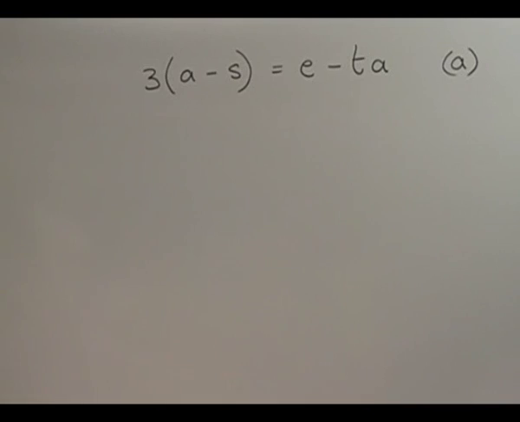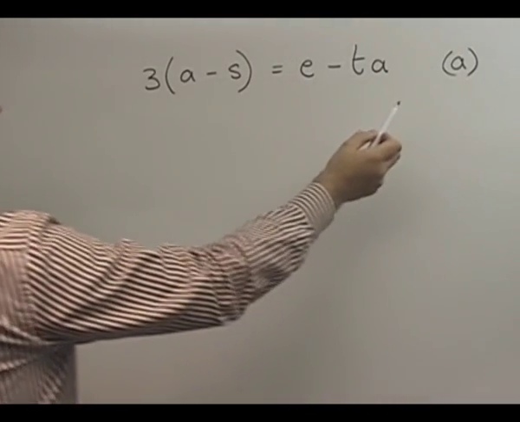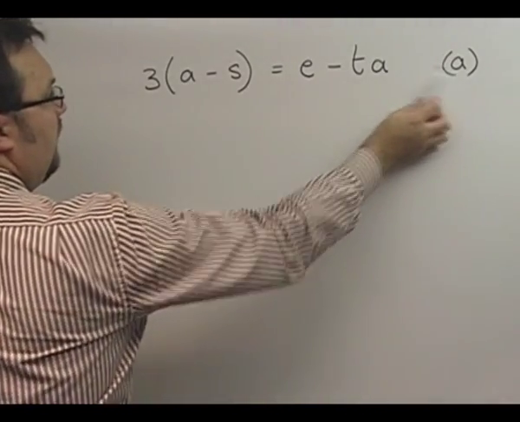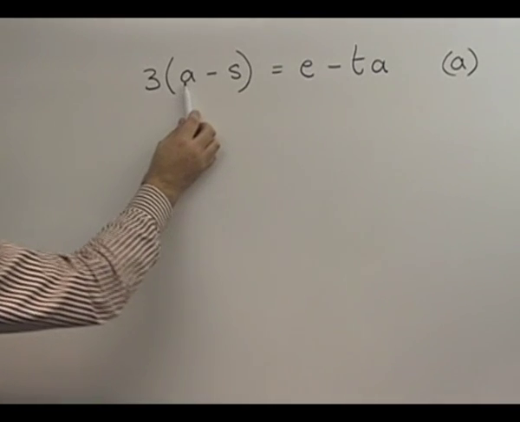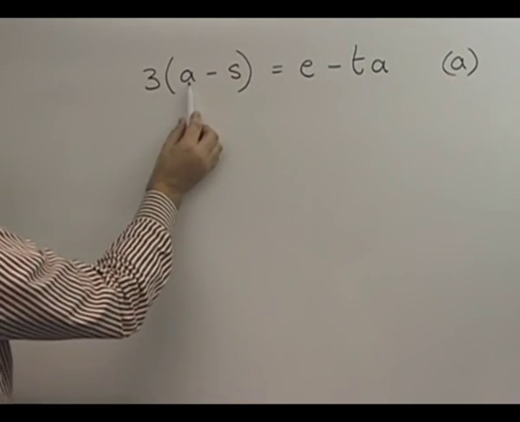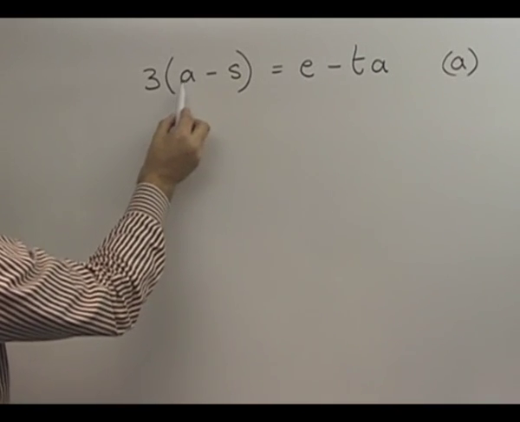Now we come on to the ones that tend to stump people. This is not a difficult example, but it looks difficult. We've got to make a the subject of the formula. Now we've got an a here and we've got an a here. Now the way I think about it, when I look at this, is that the a is trapped inside the bracket, so I can't actually move the a anywhere.